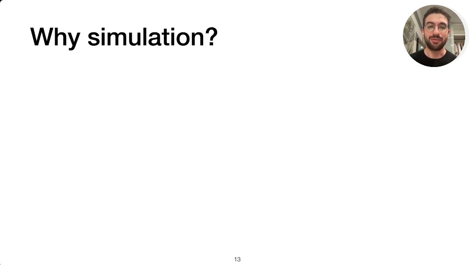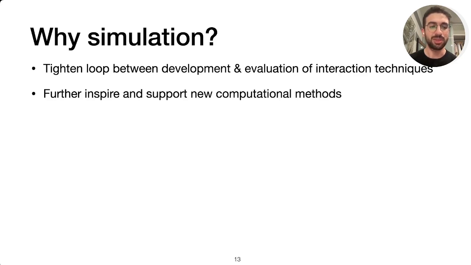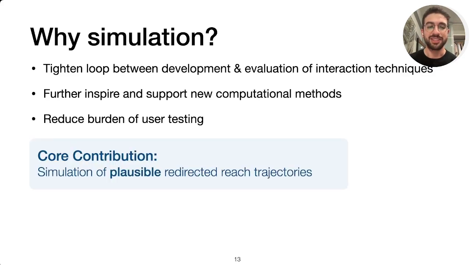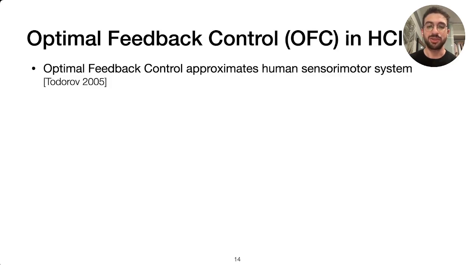Well, currently the state-of-the-art for knowing how redirection will affect movement is by trying it out on real users. The ability to simulate realistic redirected movement, though, would help us by tightening the loop between development and evaluation, as well as supporting new computational methods and reducing the burden of user testing. The core contribution of this project is thus the simulation of plausible, realistic redirected reaches, which can bring us closer to these goals. We do this by leveraging an optimal feedback control, or OFC model, which researchers have shown is a good approximation for human sensorimotor control.